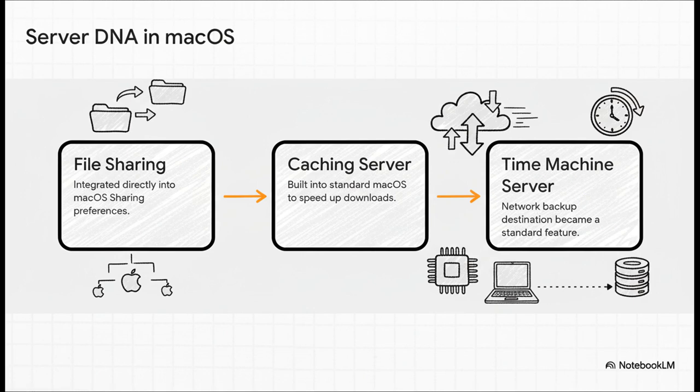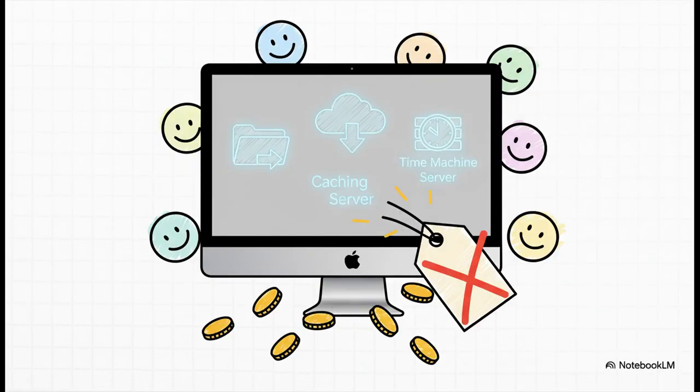I'm talking about things like file sharing, the caching server that speeds up all your software downloads, and even network backups with Time Machine. All of that stuff is now just a normal part of the operating system that you can just turn on. And that right there is the real legacy of macOS X Server. It's still here, working quietly in the background for millions of us. The absolute best parts of it were made simpler, more reliable, and totally free for everyone.